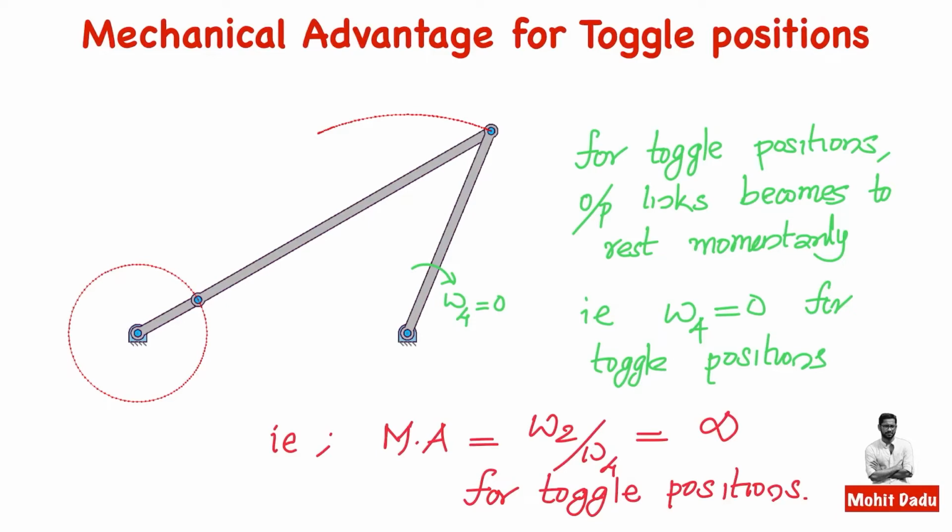So these are the major things about these 4-bar mechanisms: its different terminologies, different transmission angles, its importance, and the mechanical advantage. And I have already made videos for the inversion. Inversion is the process in which you obtain different mechanisms from a chain by fixing different links. So you can obtain different mechanisms from a 4-bar chain by fixing different links. I already made a video for that.